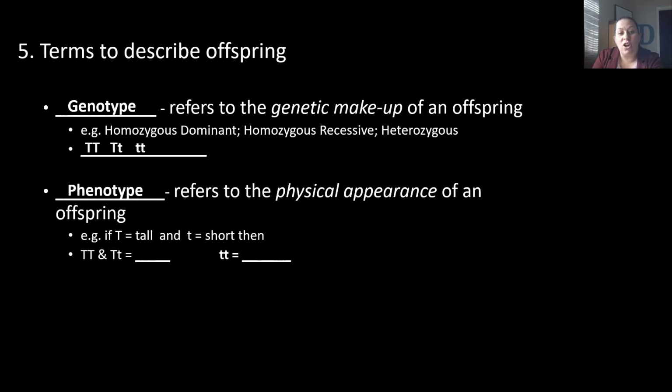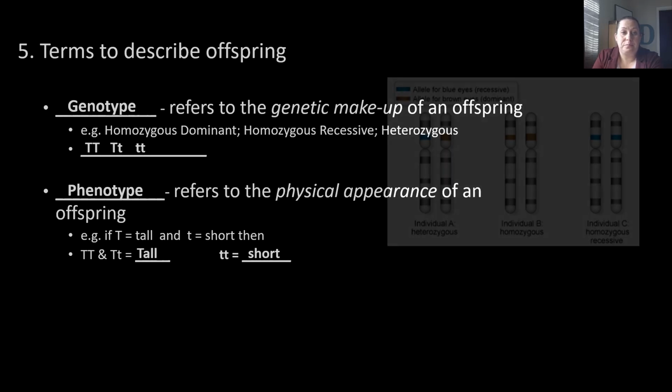So if big T is tall and little t is short, big T, big T and big T, little t would be tall because the dominant trait is present. But little t, little t would be short. And so this is how we describe individuals, by their phenotype. However, guys, their phenotype is determined by their genotype. So your phenotype is determined by your genetics, or your genotype.